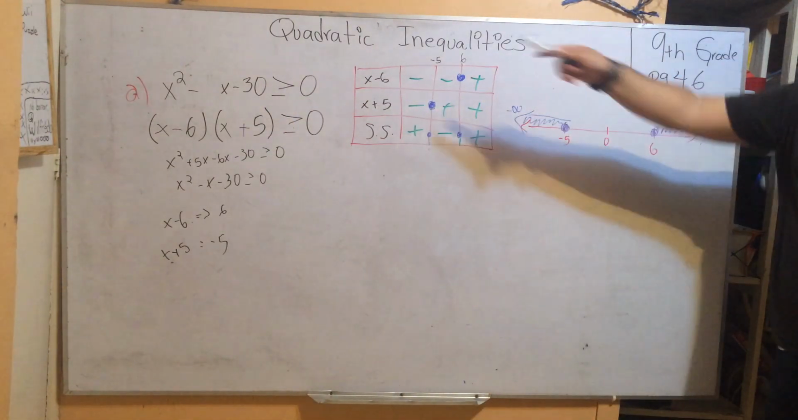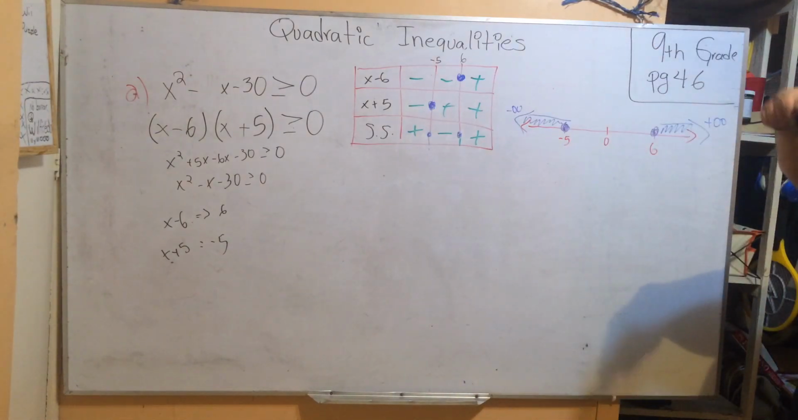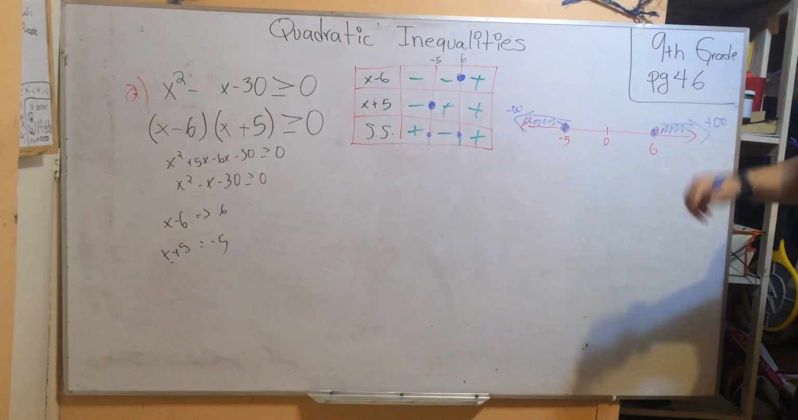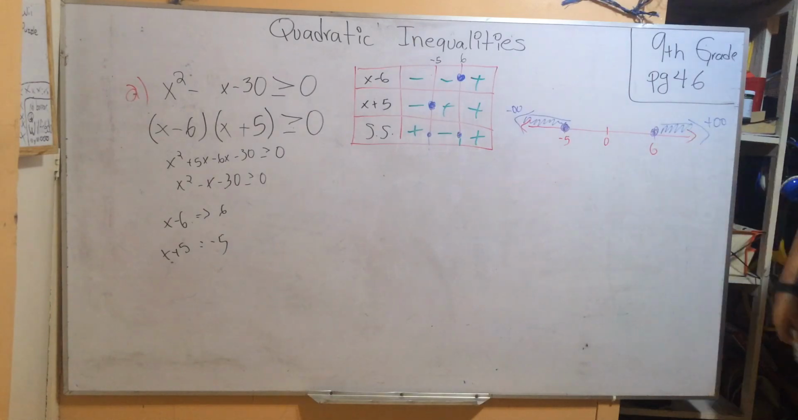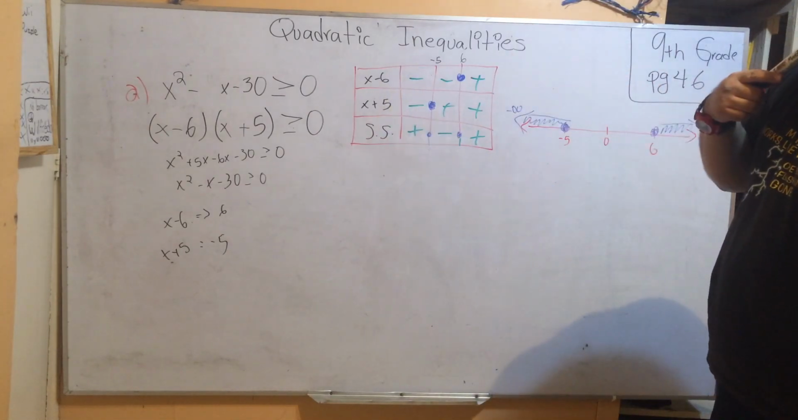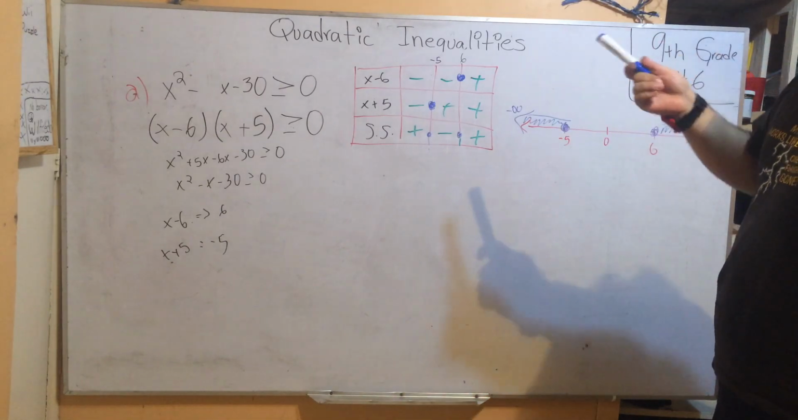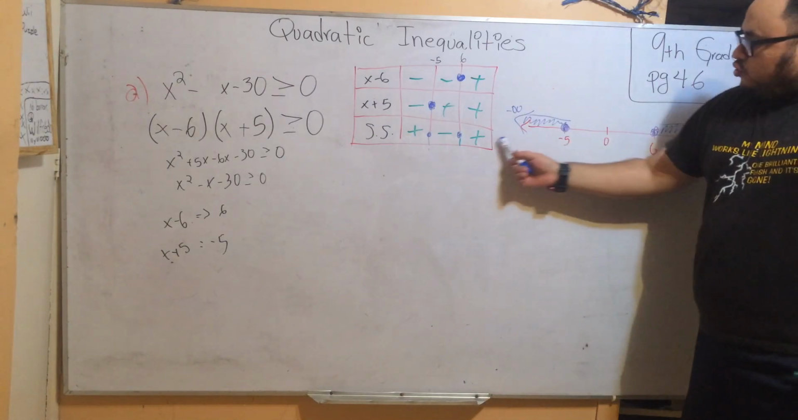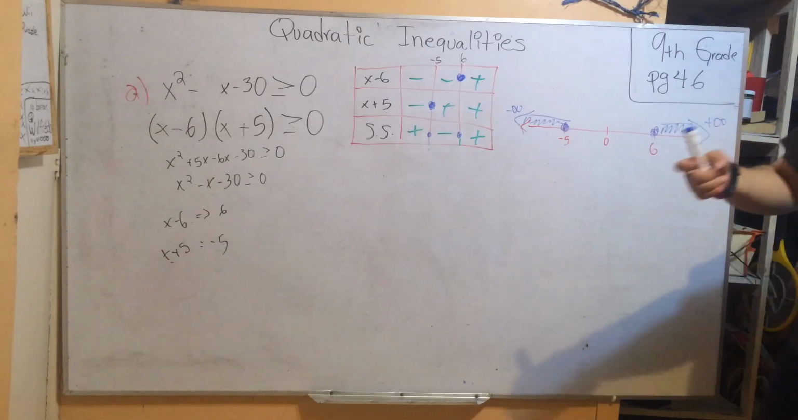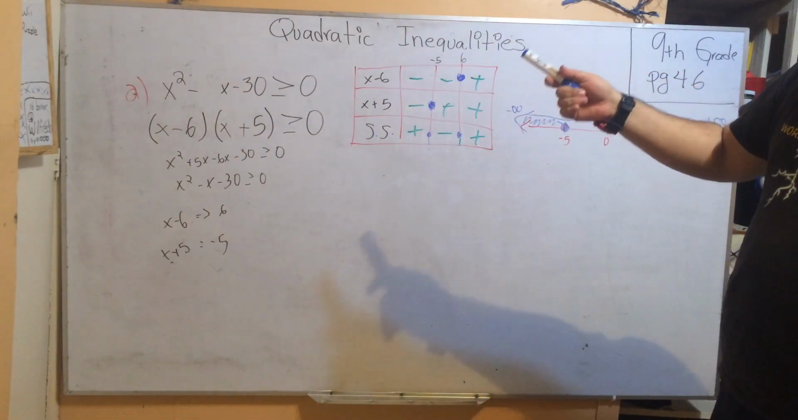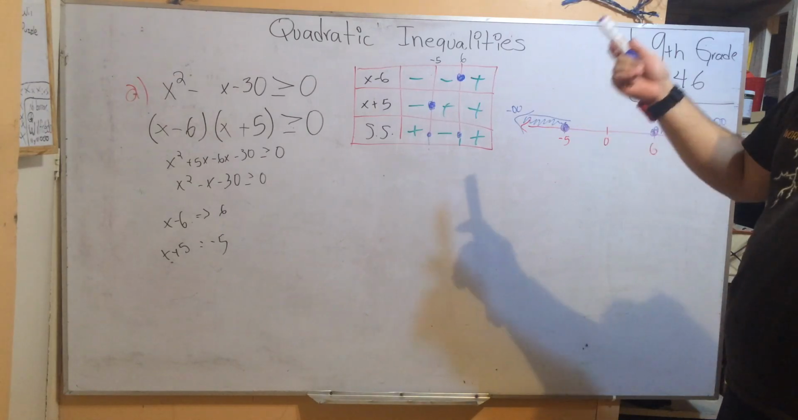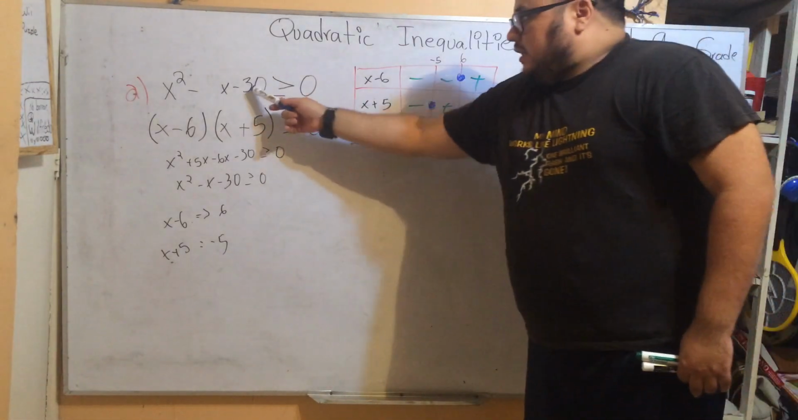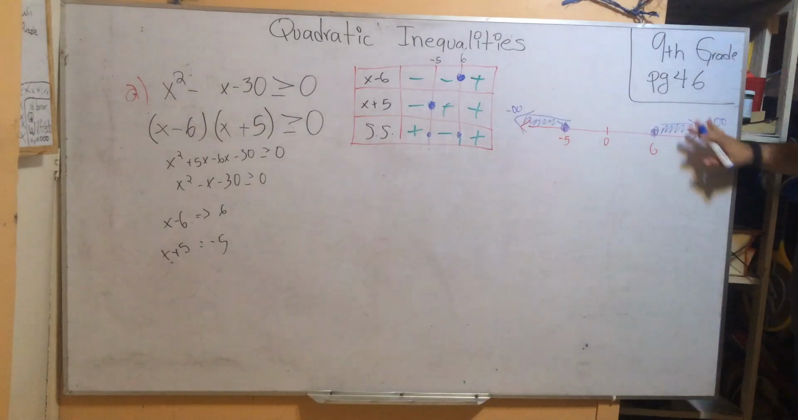Let's try 0 in the original equation. 0 squared is 0, minus 0 is 0, minus 30. Greater or equal than 0? No. Let's try a number to the right of 6. Let's try 10. 10 squared is 100. Minus 10 is 90. Minus 30 is 60. Is 60 greater or equal than 0? Yes. So we're looking for these values. Let's try to the left of negative 5. Negative 10. Negative 10 squared is 100. Minus negative 10 is positive, so 110. Minus 30 is 80. And is 80 greater or equal than 0? Yes. So these are the values that we're looking for.